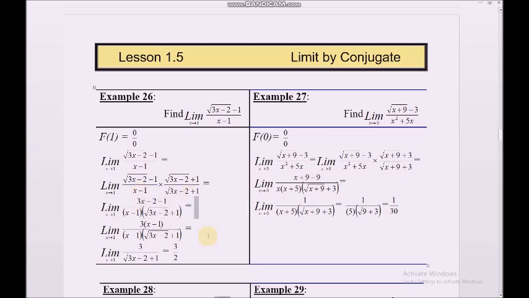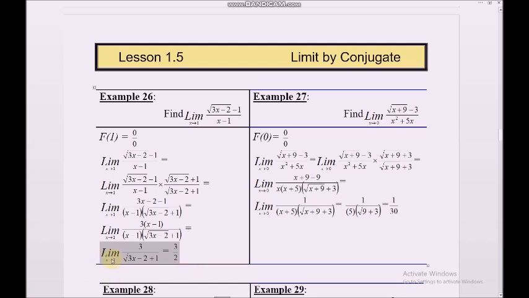Next step. Now, if you collect 3x minus 2 minus 1, you get 3x minus 3. Taking 3 as a common factor, you will get 3 times x minus 1. Now, look carefully. What do you have in common between numerator and denominator? It's the bracket x minus 1. If you cancel it, you will get 3 over square root of 3x minus 2 plus 1.